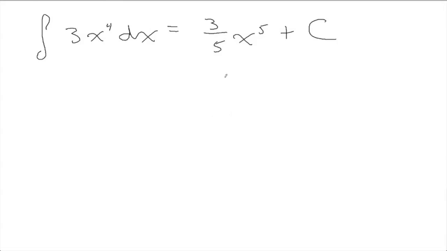Great. And what was the other way to read it aloud? The indefinite integral of 3x to the 4th with respect to x is 3/5 x to the fifth plus c. Okay, excellent. Very good. So what does indefinite integral mean? The antiderivative. Yeah, they're just two different terms for the same thing. Very good.